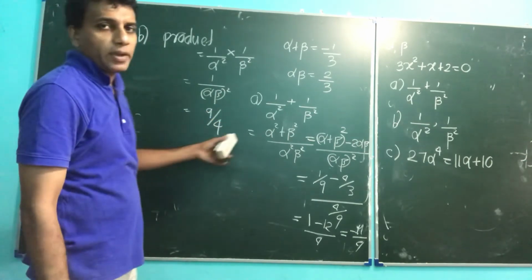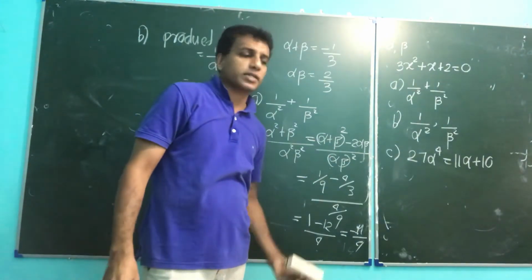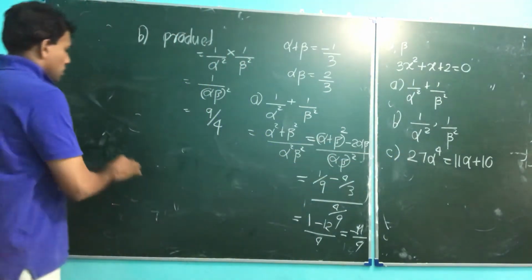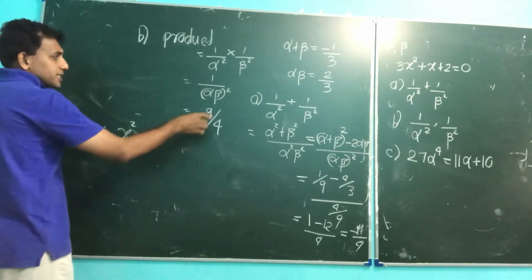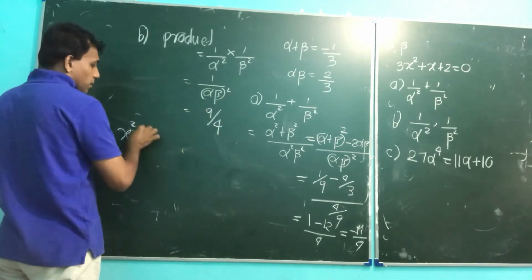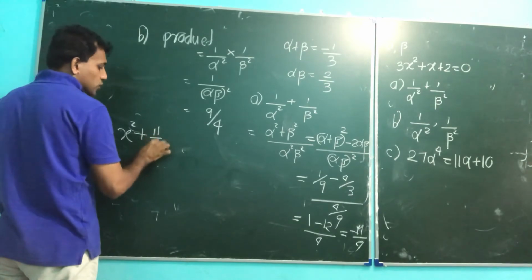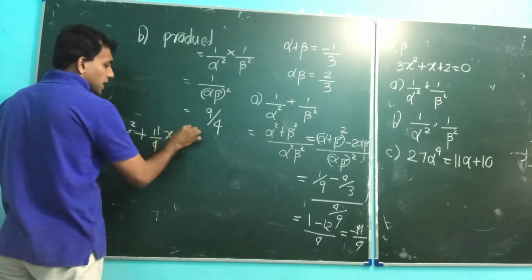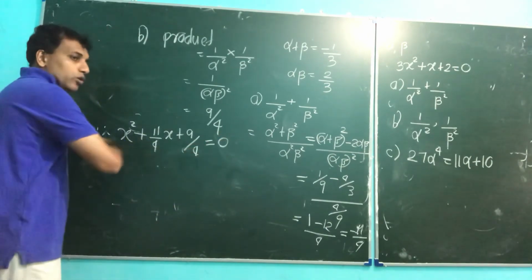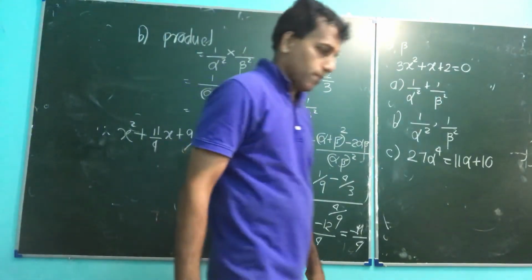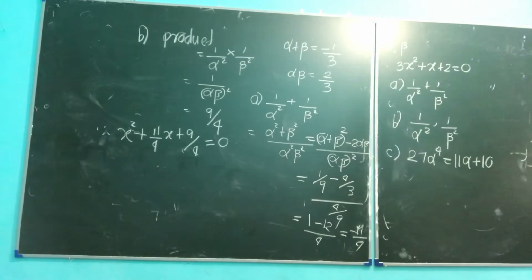Therefore, you know the summation, you know the product, so give the equation. Therefore, x square minus (summation) plus 11 over 4 into x plus 9 over 4 equal to 0. Or you can multiply by 4 also. See the last part.